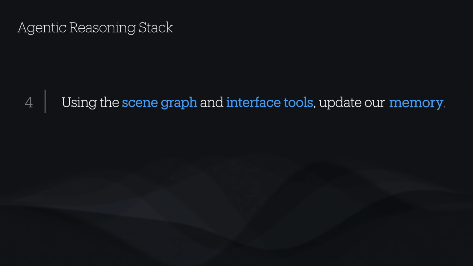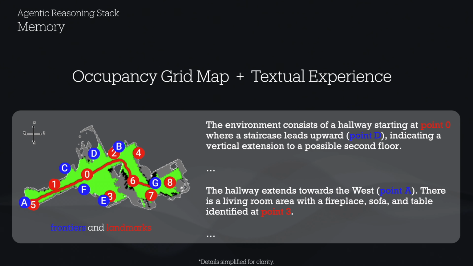Then, using this scene graph and interface tools, we're going to be updating our memory. So here, let's briefly talk about what memory is in this context. For the sake of this study, we've identified memory to be as such. We keep track of our occupancy grid map, and we rasterize our frontiers and landmarks on it. And then we keep what we call a textual experience. So looking at this, we have certain frontiers, which I mentioned are geometric spaces that we can explore, and landmarks of interest to us, so think objects or rooms that are of interest to us.